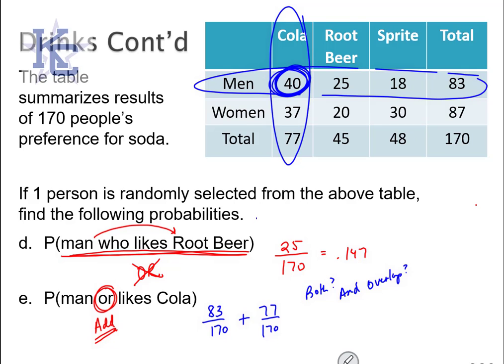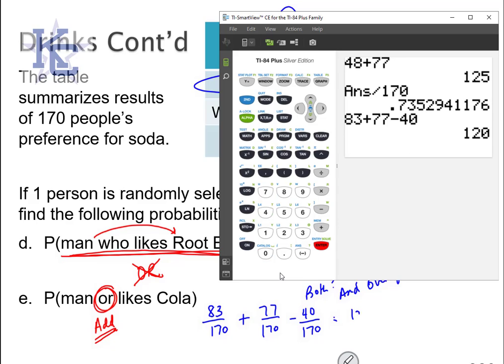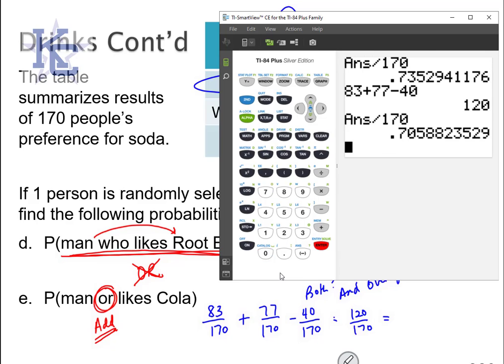40 is in both categories. It overlapped. So what do we do? We subtract the 40. We're not leaving it out. We're just making sure it's not getting counted twice. So in our calculator, we can use the numerators. 83 plus 77 minus 40 gives us 120 over 170. So we divide and round that to 0.706.